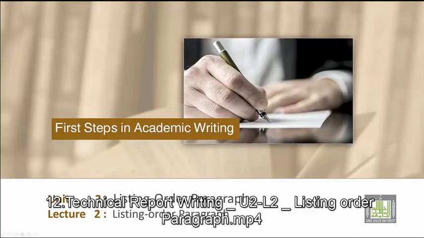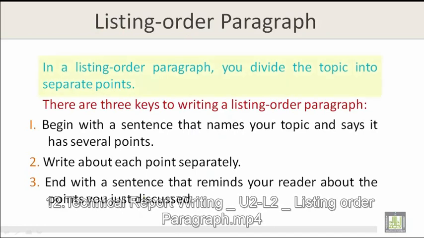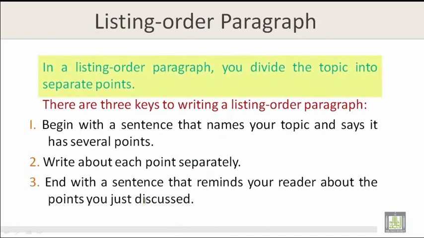Part 1. Organization. In a listing order paragraph, you divide the topic into separate points. There are 3 keys to writing a listing order paragraph. Key number 1 is begin with a sentence that names your topic and says it has several points. Key number 2 is write about each point separately. Key number 3, end with a sentence that reminds your reader about the points you've just discussed.